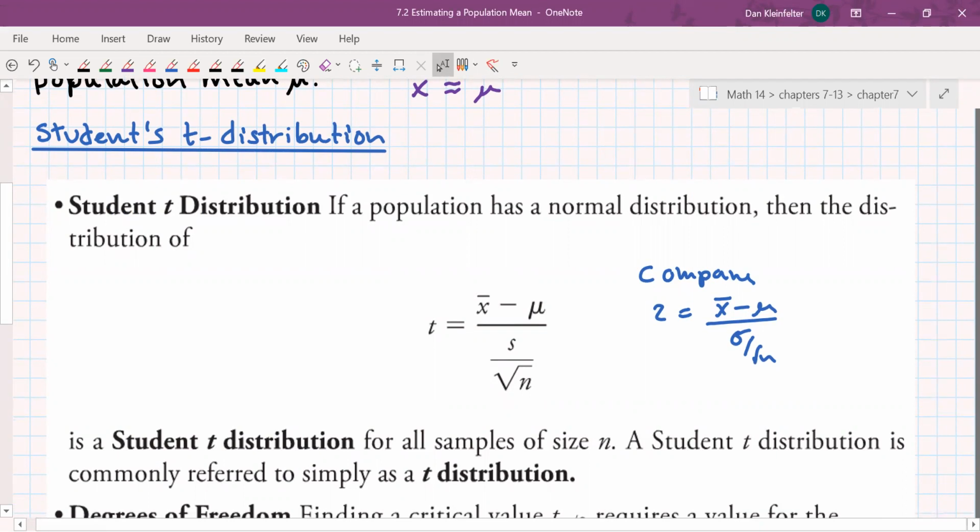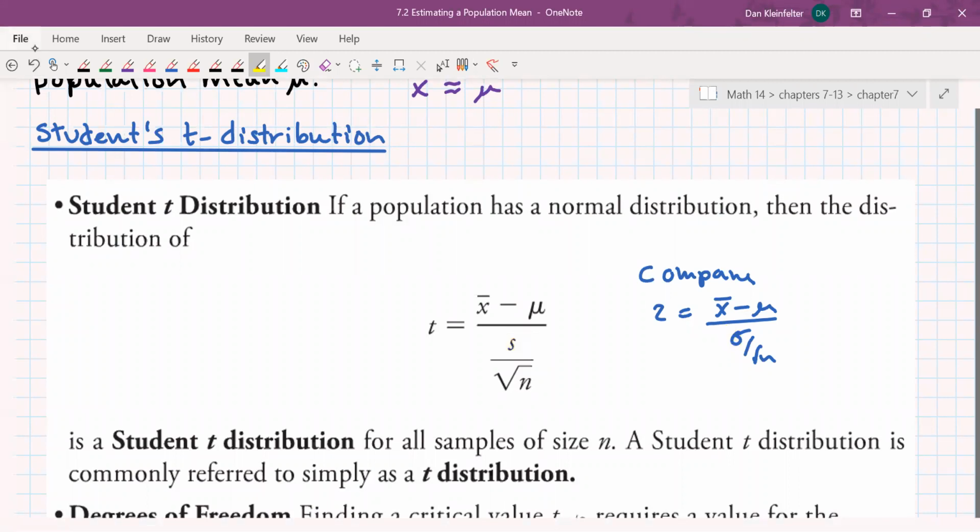So the formula for the T distribution is T equals X bar minus mu over S over square root N. The easiest way to think of that, I think, is to compare it to the Z distribution, where it was X bar minus mu, that part's the same, divided by sigma over the square root of N. So the real difference between Z and T is the S versus sigma. In T, there is an S in the formula. In Z, there is a sigma in the formula.